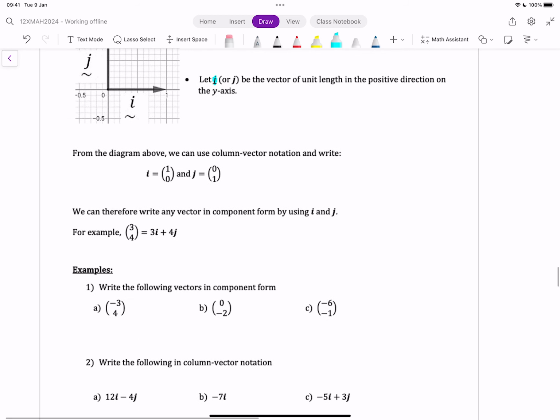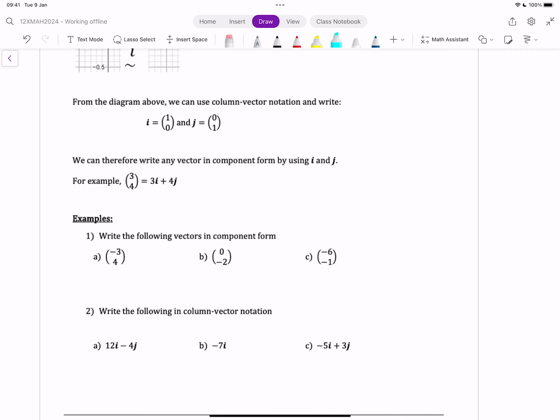So for the diagram above, we can use column vector notation to write i as 1, 0 and j as 0, 1. So therefore, the vector 3, 4 can be written as 3i plus 4j. Importantly, these i's and j's are not pronumerals. We can't add them, we can't substitute things for them, they're vectors. So we can never add i with j.